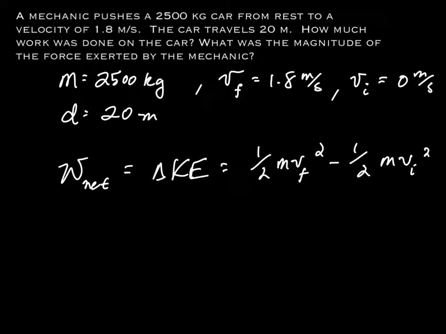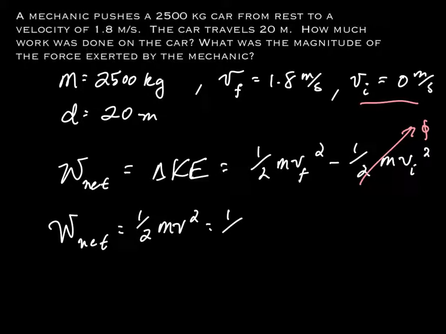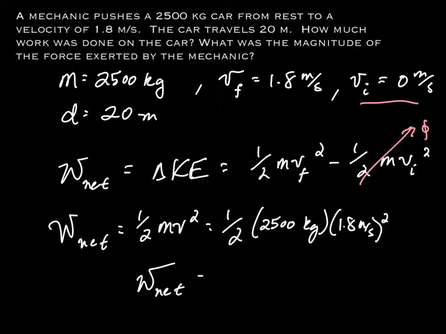And we know from our given information that our initial velocity is 0, so this term can go away. So then we can say that our work net is equal to 1/2 mv squared. And if we plug in our known information, our mass here and our velocity, we get a work done of 4,050 joules. Okay, so our work net on the car is 4,050 joules.